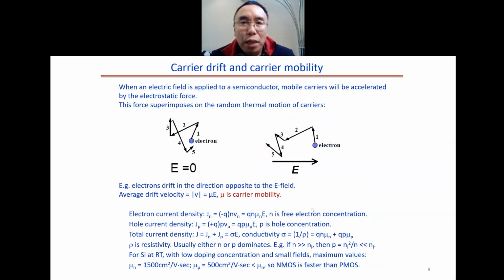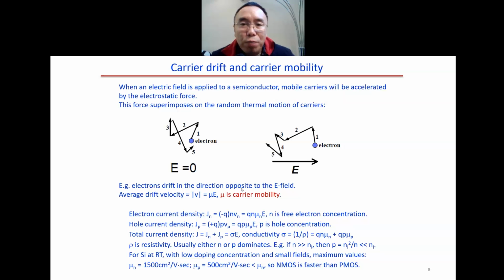So now let's look at what will happen when we have the electrical field. With the electrical field, electrons and holes will have a drift velocity. Without the electrical field, there is only random thermal movement. This is called random thermal motion. With the electrical field, the electron will move opposite to the direction of the electrical field. This is called drift, and it's called drift velocity.